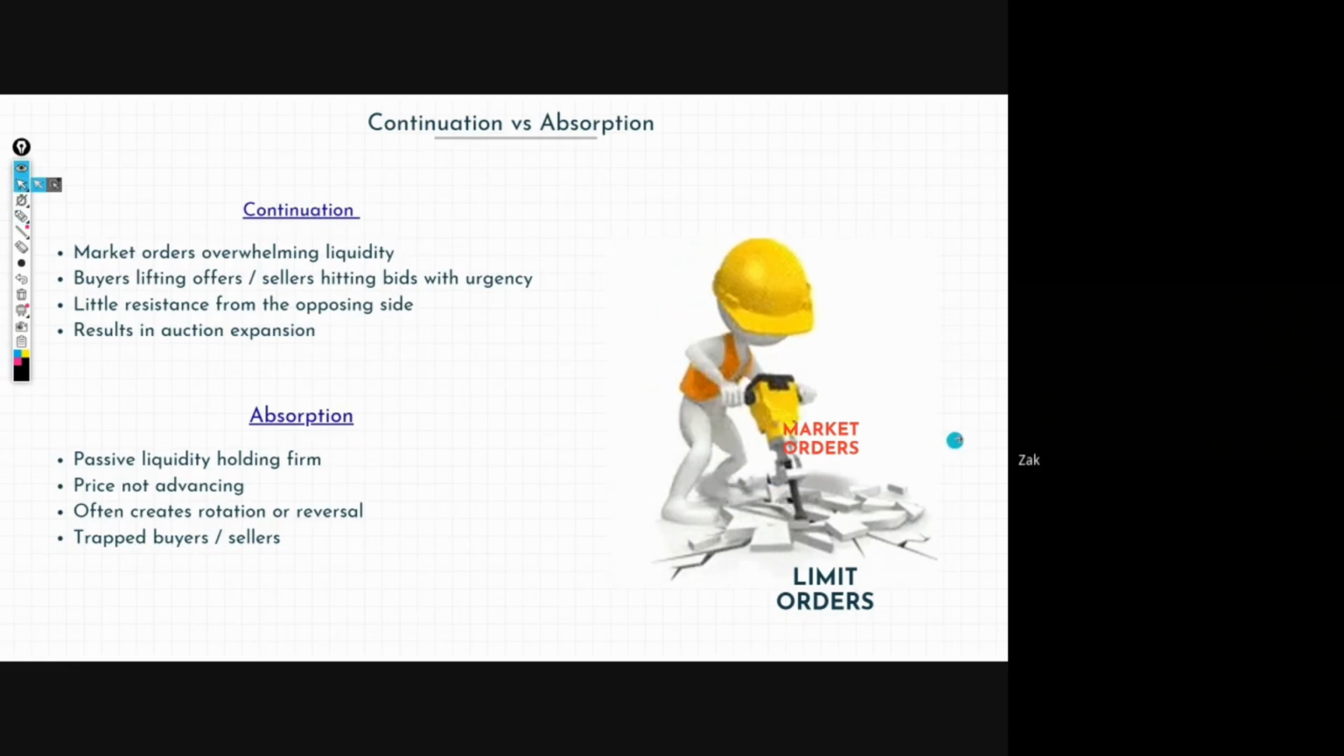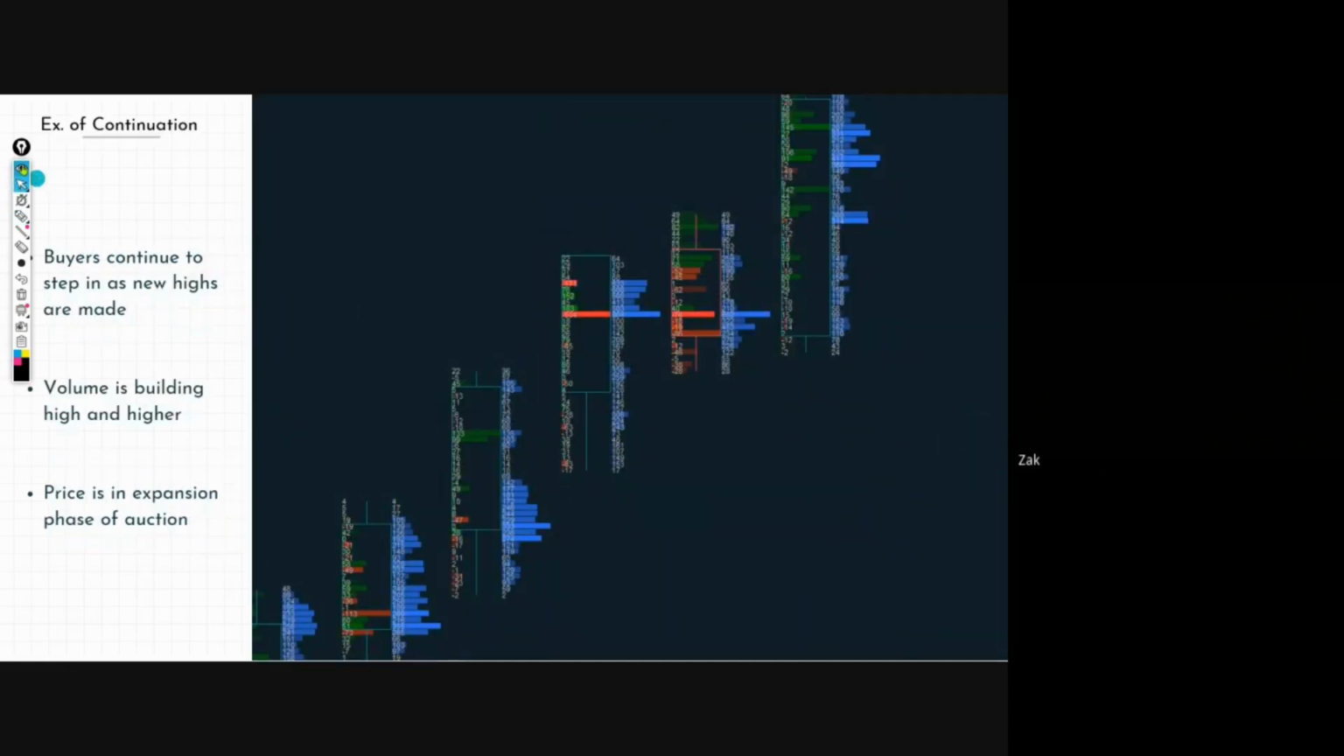So, continuation of absorption. Let's go through some examples. The first example here is a trending market. It doesn't matter what time frame this chart is. It could be a 1 minute chart. It could be a 5 minute chart. Markets are fractal. Same thing is occurring no matter the time scale. This specifically, I believe, is a 1 minute chart, if that helps you in any way.